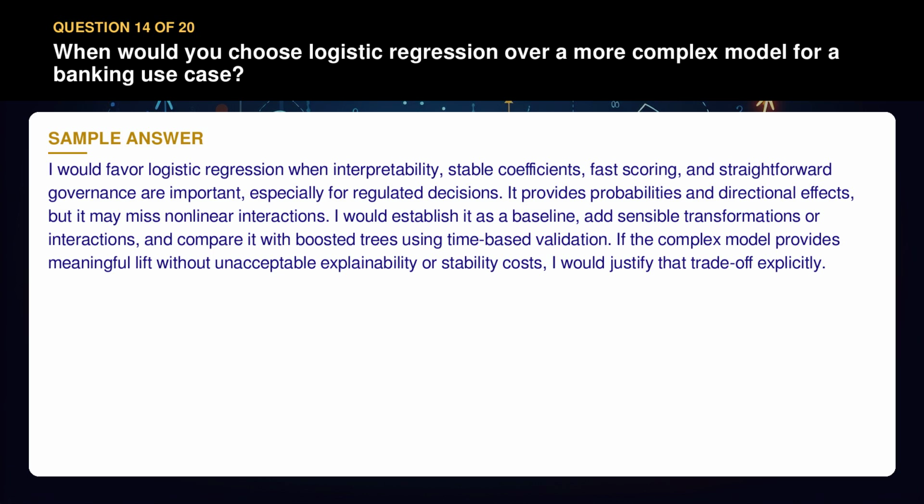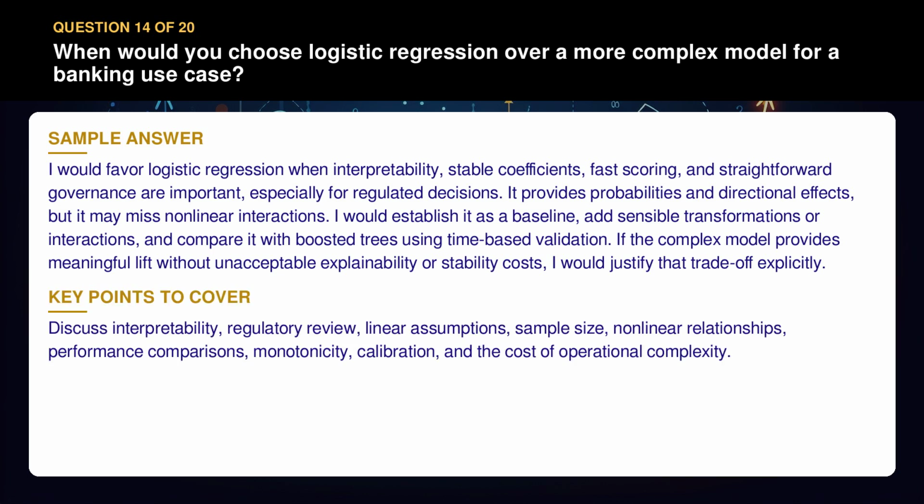It provides probabilities and directional effects, but it may miss nonlinear interactions. I would establish it as a baseline, add sensible transformations or interactions, and compare it with boosted trees using time-based validation. If the complex model provides meaningful lift without unacceptable explainability or stability costs, I would justify that trade-off explicitly. Discuss interpretability, regulatory review, linear assumptions, sample size, nonlinear relationships, performance comparisons, monotonicity, calibration, and the cost of operational complexity.